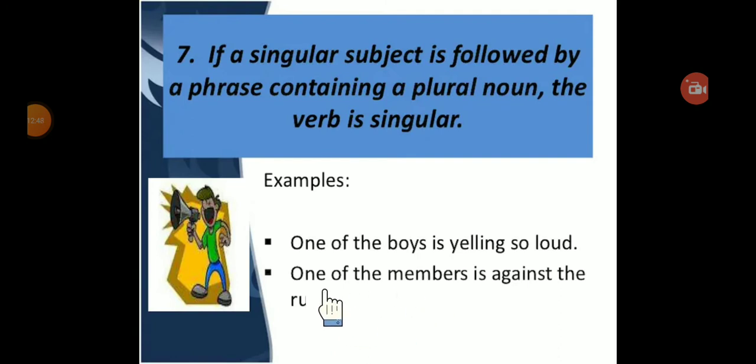One is here the singular subject. Members is a plural noun. Is is here a singular verb, against the rule. So both examples are the best suitable for rule number 7 of subject and verb agreement.